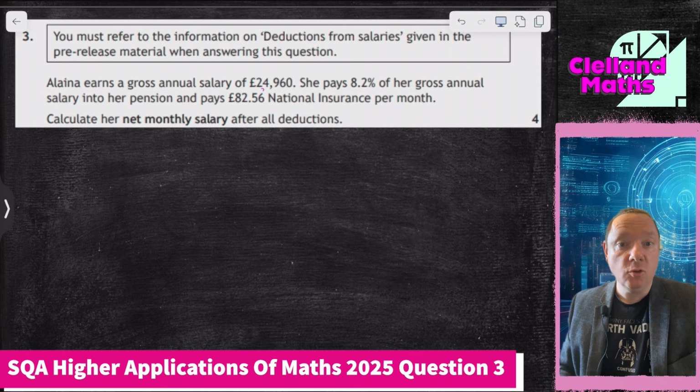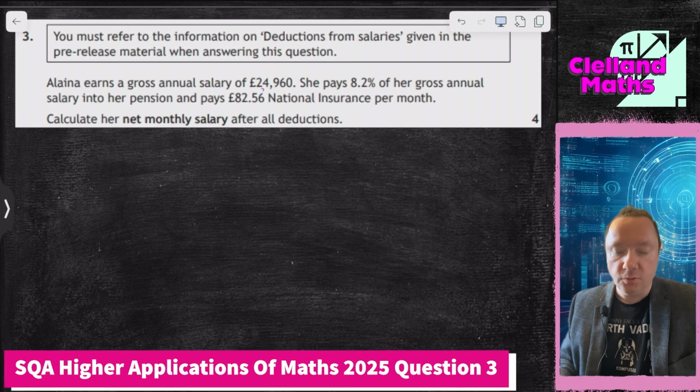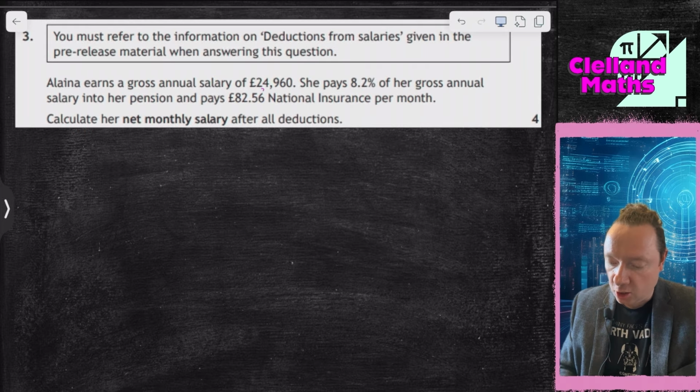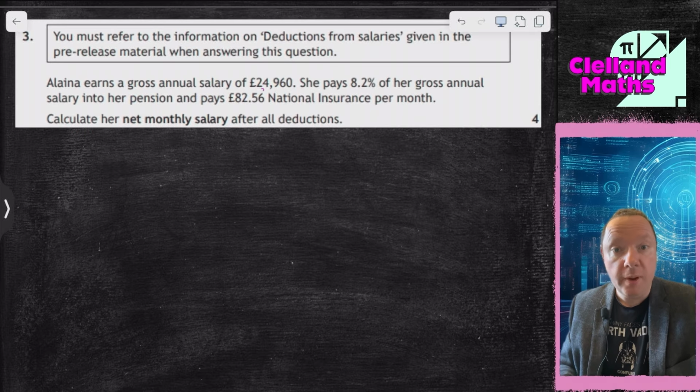Next, we have Higher Applications of Maths 2025 question 3. You need to refer to deductions from salaries. Elena earns a gross annual salary of £24,960, pays 8.2% of her gross annual into her pension, and pays £82.56 national insurance per month. What is her net monthly salary?